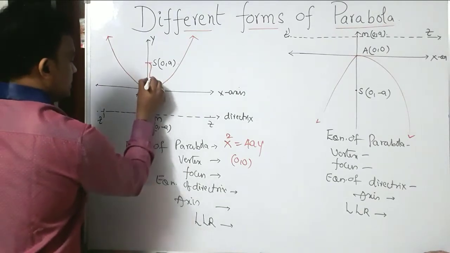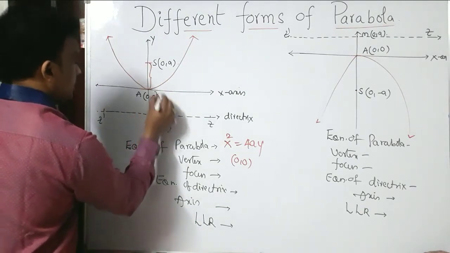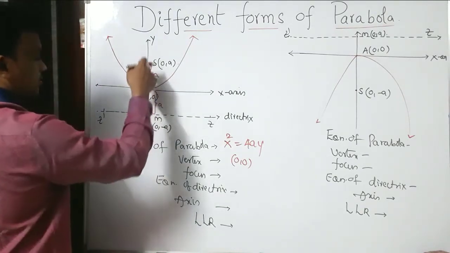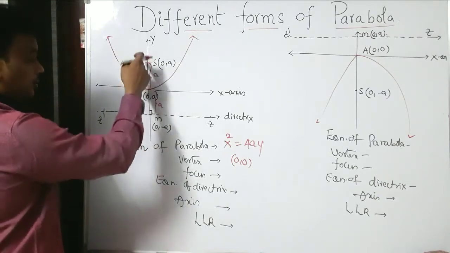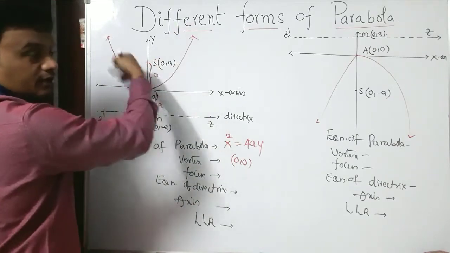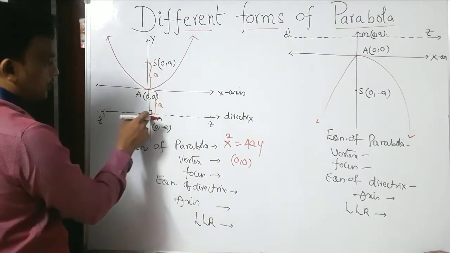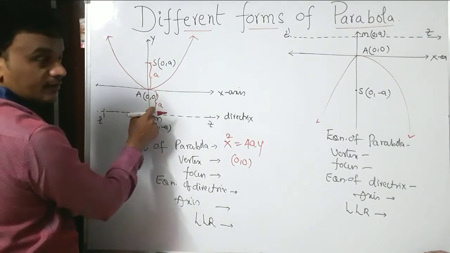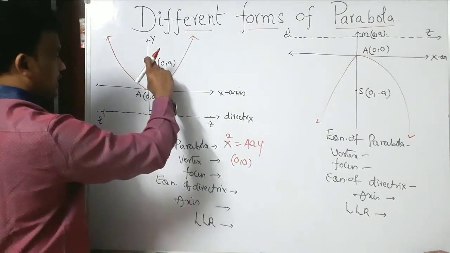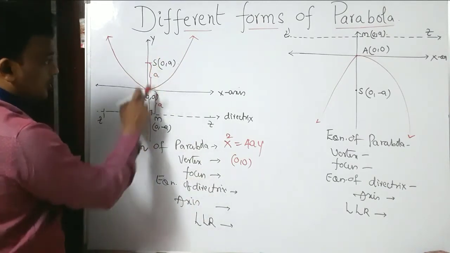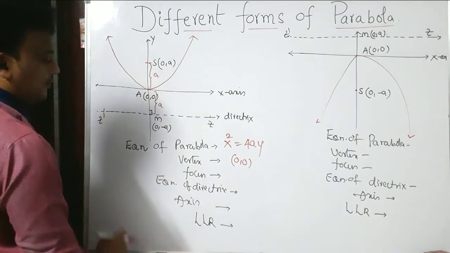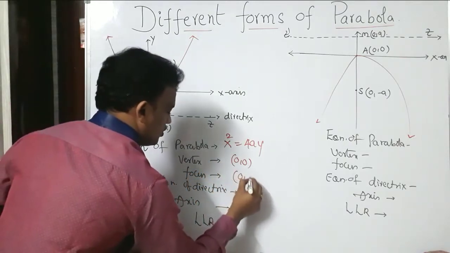Why? Because its length is always a. P is any point on the parabola, and A is the vertex, so SA is equal to AM. So its length is always a. This is a on the positive side and minus a on the negative side. So the focus is (0, a).